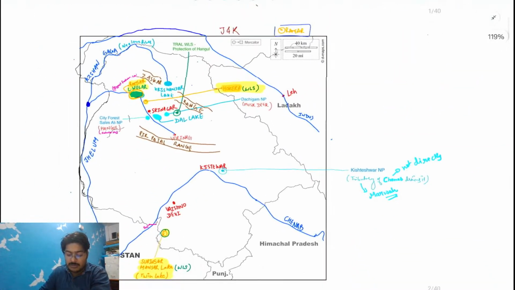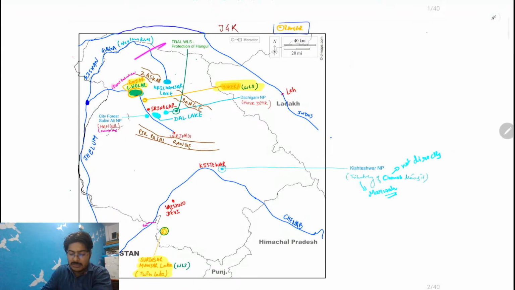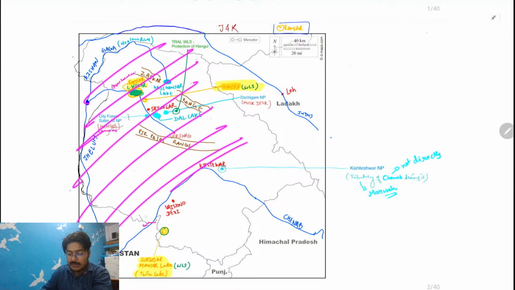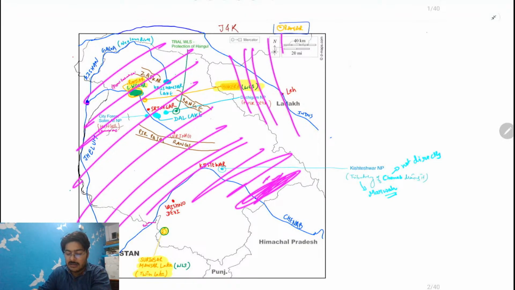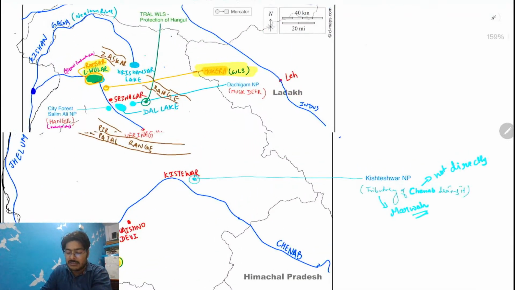Now comes the Ladakh. So we have talked about this region till now. We have talked about this region, ठीक है, this region we have talked about, ठीक है। Now let us talk about this area, clear। Now, so we are talking about the Ladakh. So what have we seen till now in the Ladakh.